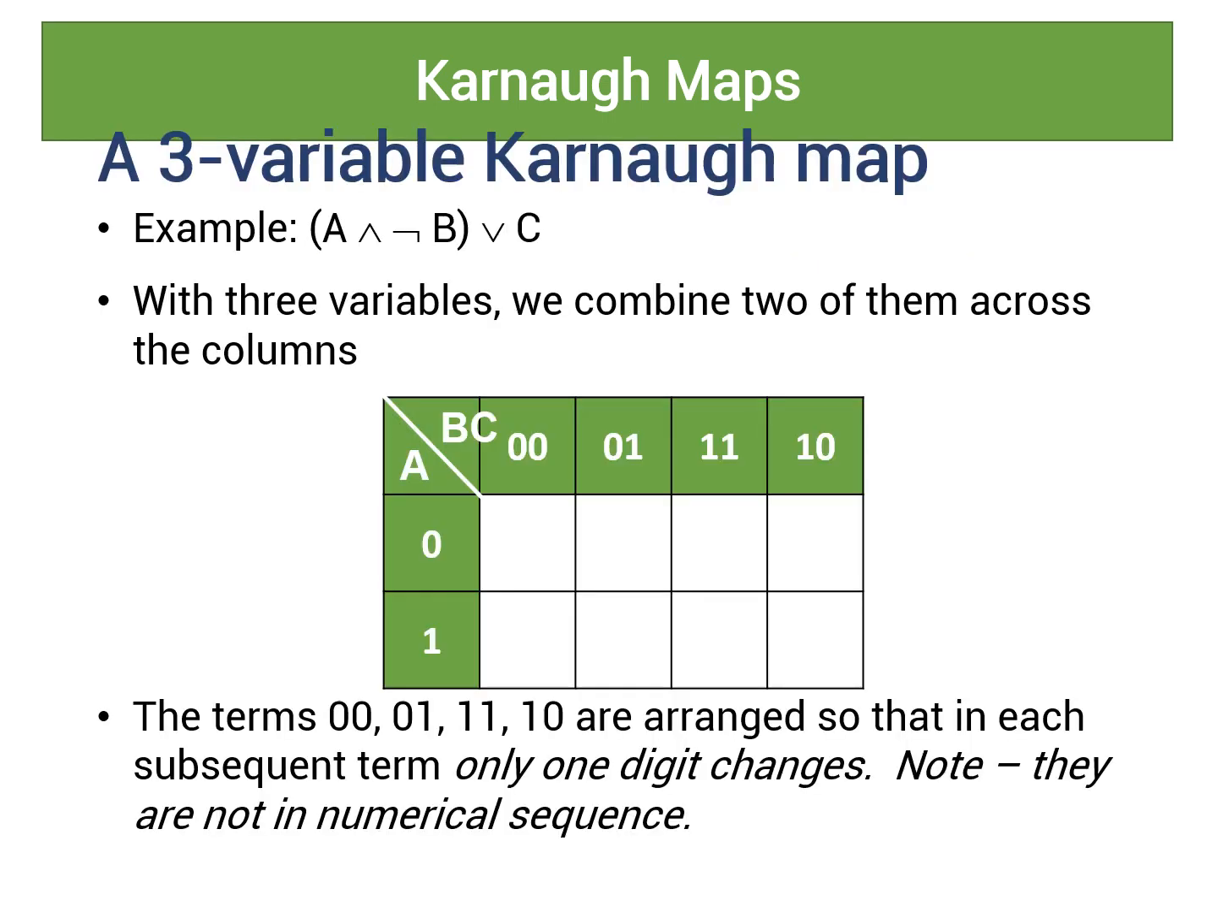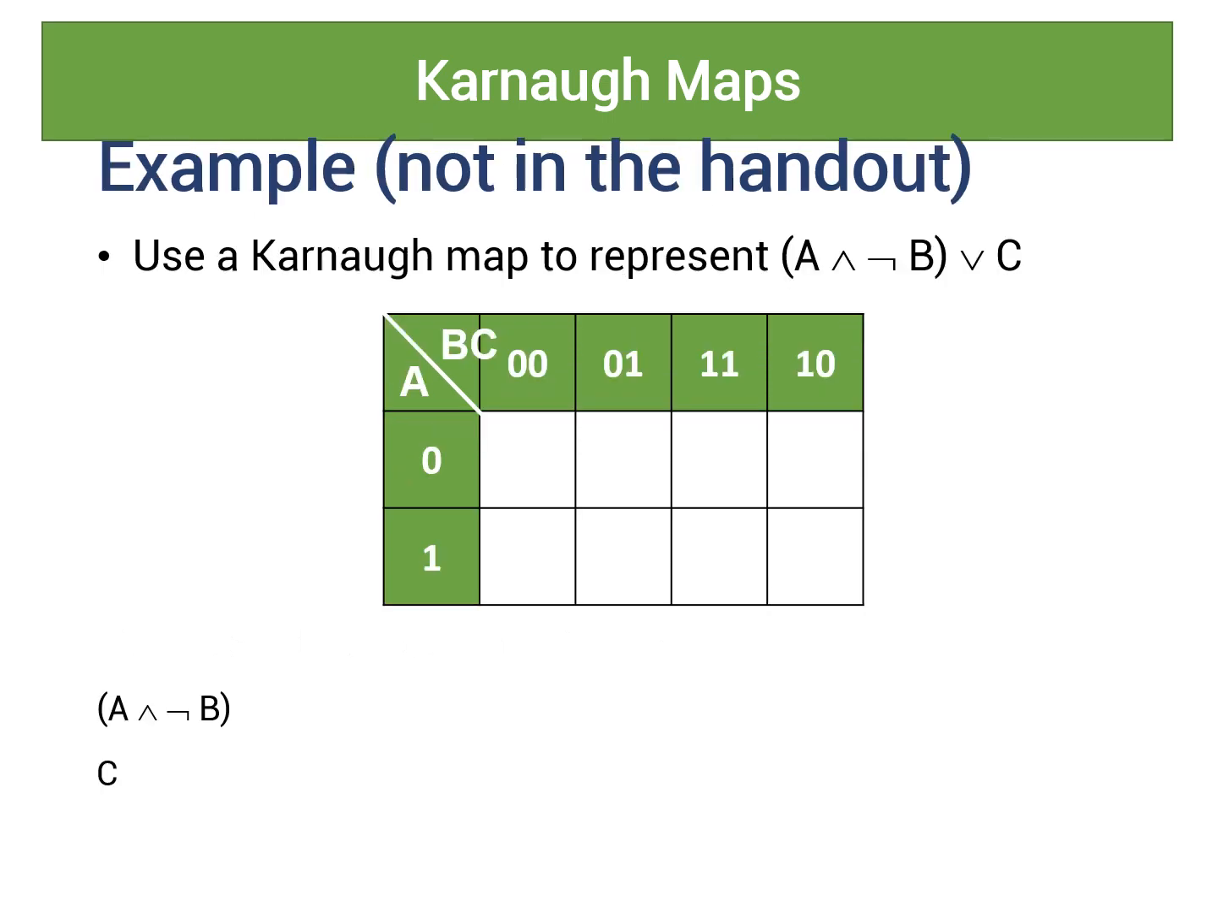We're now going to have a little bit of a look when we've got 3 variables in a Karnaugh map. Now we can't have 3 columns, so we need to think about how we're going to arrange these now. For this example, we're going to be using A and not B, or C. We use the same method as before. We look for the OR and split it into 2 separate different parts.